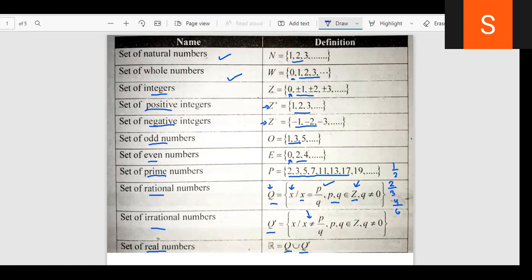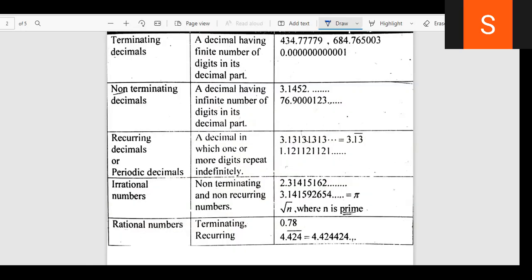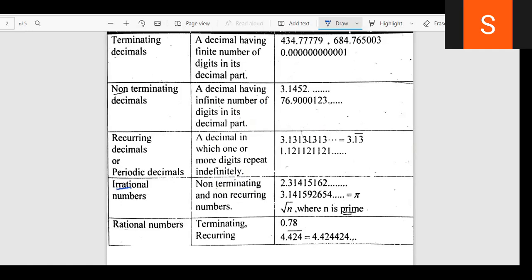Then we talked about this. The rest of the things were easy, but this was the important part, irrational and rational numbers. In irrational numbers, we said we are going to have non-terminating decimals, like this example, where we go on continuously till the end. And in non-recurring, again, it is non-terminating and the numbers after the decimal are not repeated.